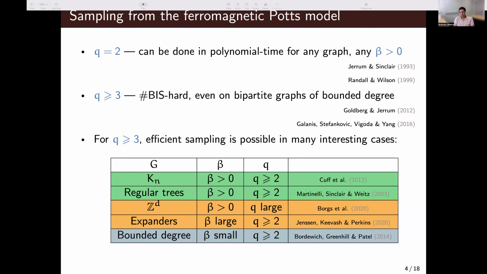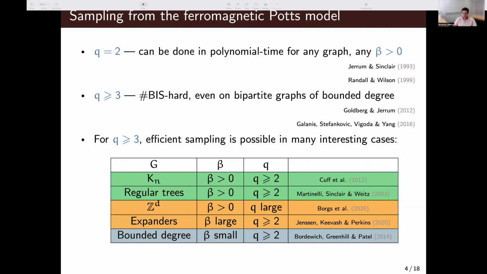Okay. Now, there are still many cases, many graphs, that show up in applications and so on, that we would like to generate samples from, and maybe we can exploit some special properties of the graph, some special structure and so on, to make sampling possible and design algorithms.